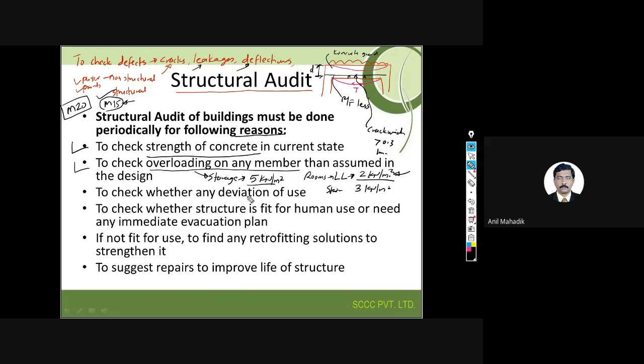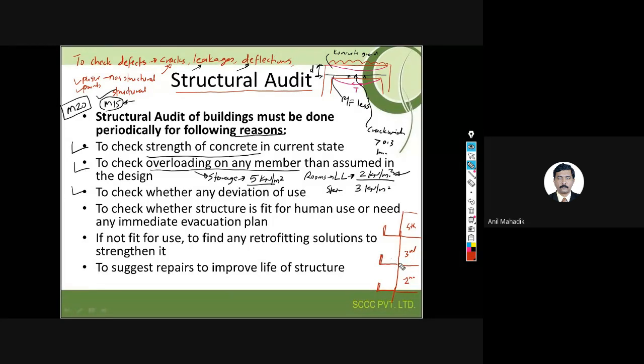Then check whether there is any deviation of use. That means, as I said, a bedroom converted into a storage room is a deviation of use. Then one more overloading case. All of you know that in buildings, we have seen that there are balconies involved, like this. This is a cross section. I'm just putting the drawing, and this is a balcony, and this is a railing, or parapet wall, and this is the balcony portion. This is your second floor, third floor, fourth floor, like that.